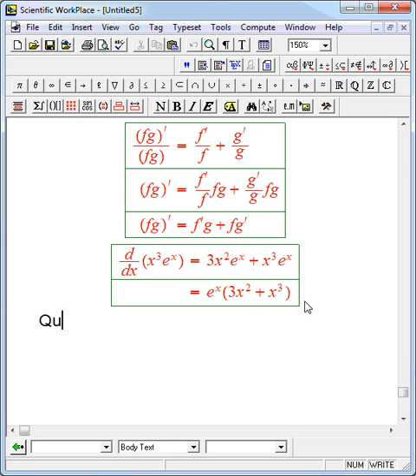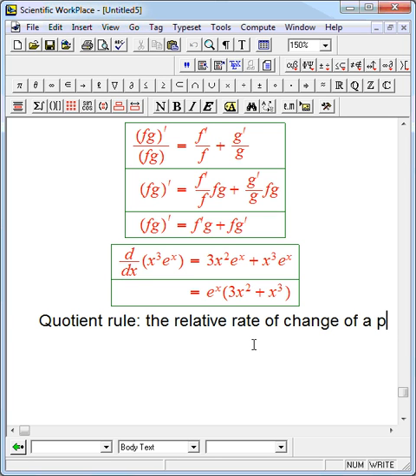What about the quotient rule? In our investigation, we were looking at slopes of lines, things like that. The main thing is it was the quotient of two quantities. And here's what we got. Our guess was the relative rate of change of a quotient of two quantities. In that case, it was like v over u.